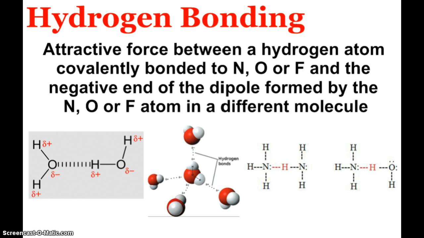As you see here, there's an attractive force between a hydrogen atom that is covalently bonded to nitrogen, oxygen, or fluorine. That's super important. The hydrogen has to be bonded to nitrogen, oxygen, or fluorine. Once that happens, it becomes very partially positive. You can see that down in our diagrams here. These hydrogens that are attached to oxygen are partially positive. And then because of that, they are very attracted to partially negative parts of another molecule that's nearby, or a lone pair.